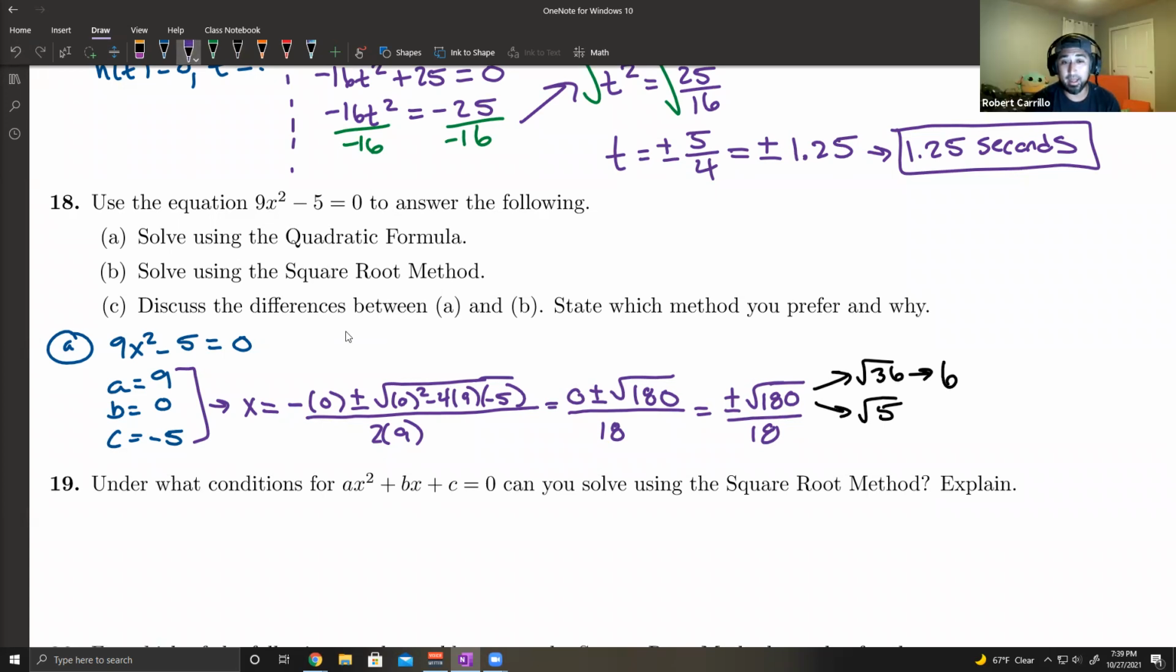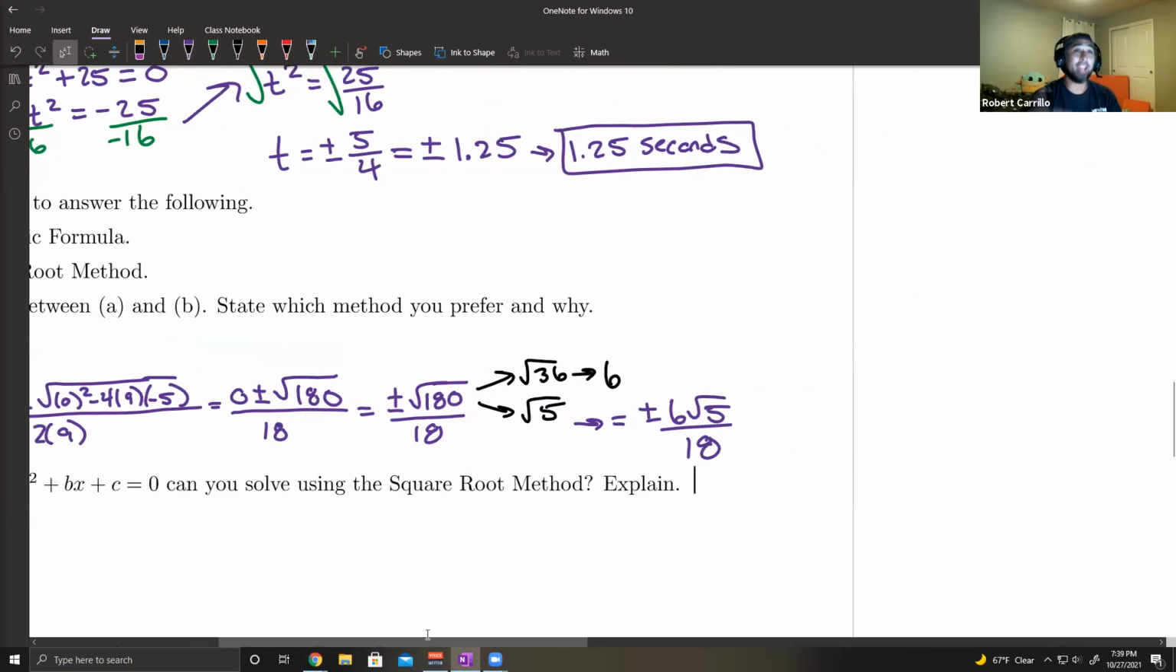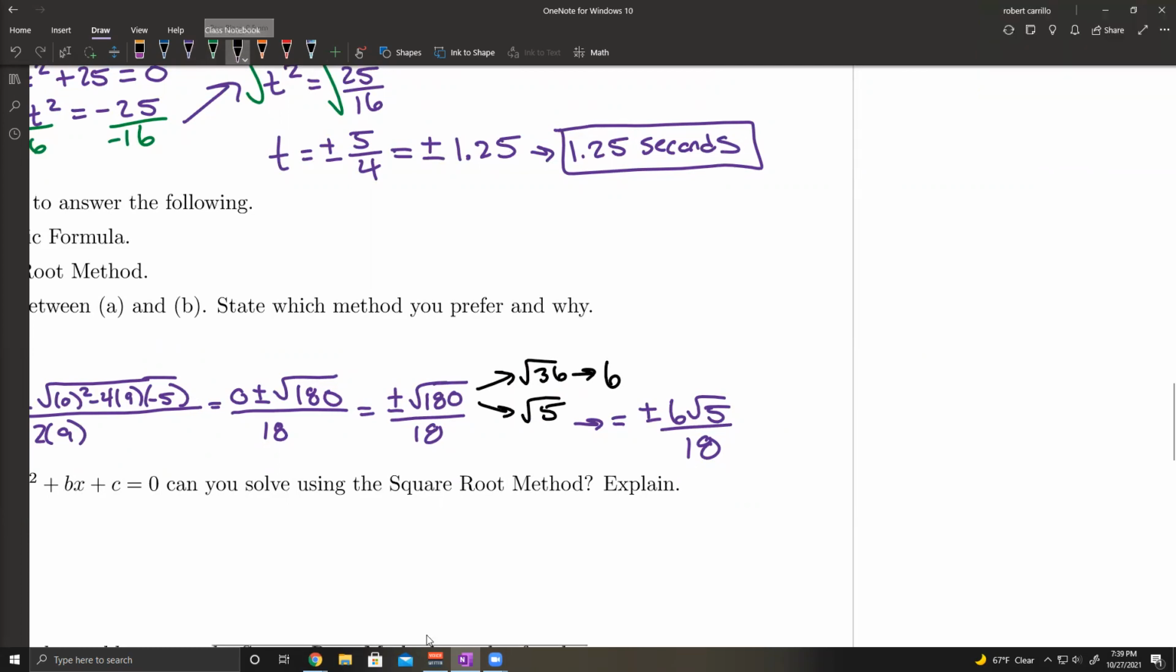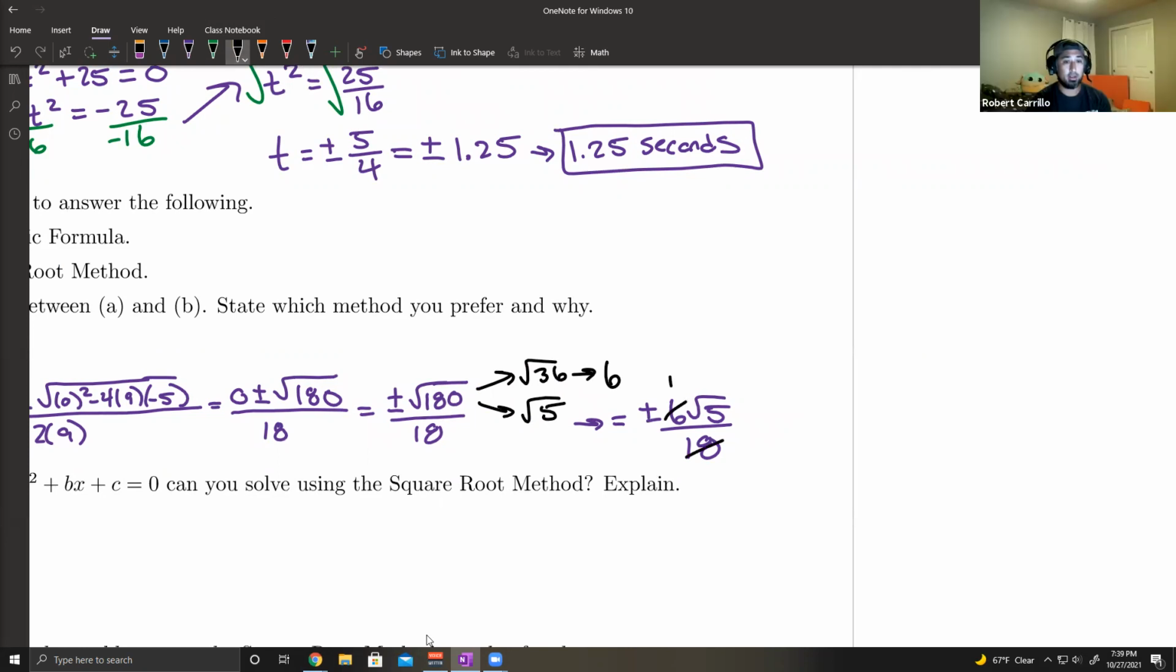And now look at what we have. Plus or minus 6 square root 5 over 18. Oh boy, we're almost there. Can you reduce that 6 and that 18? Yes. How many times is 6 going into 18? 3. So that's a 1 and that's a 3, and we get left with plus or minus square root 5 over 3.